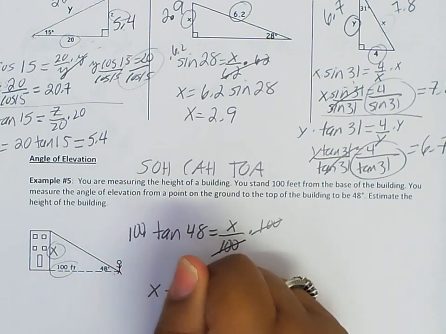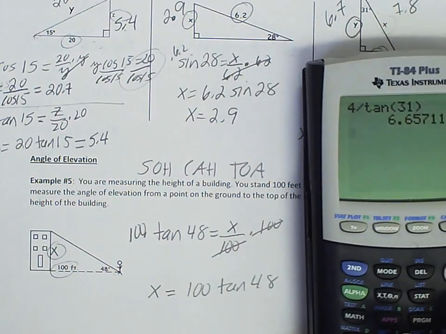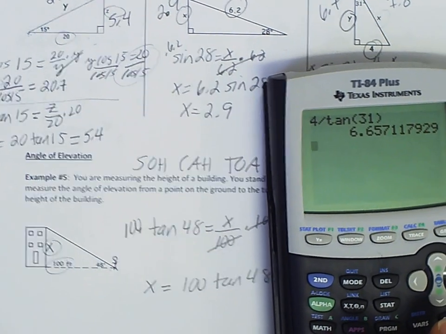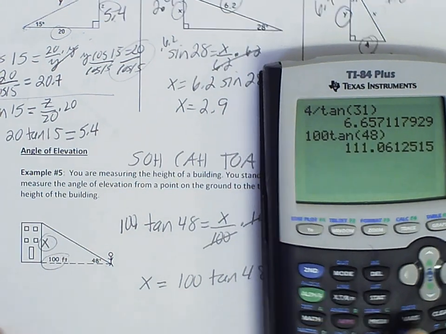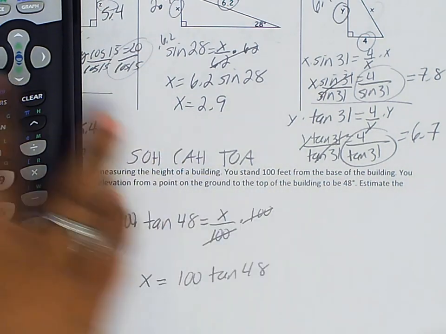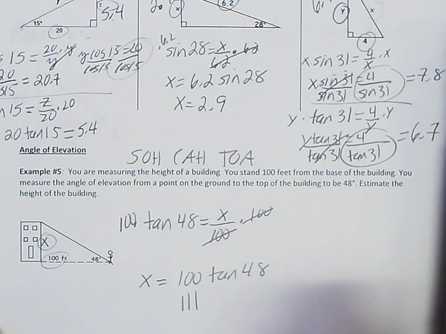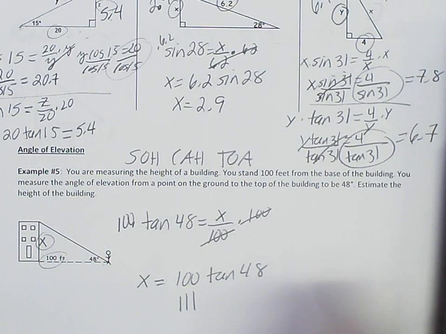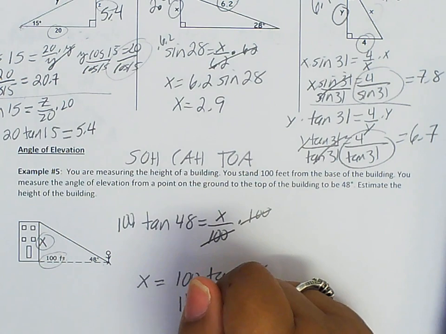X equals 100 times tan 48. So put that into your calculator. Again, it needs to always be in degree mode. So if you had cleared everything, you might want to double check. 100, and then type 48 in there. Turns out to be, what does that say? 111. Does it say to round? So I would just estimate, so that means I'm just going to round it. I'm going to take the decimals off because it's 0.0. So just 111 feet.